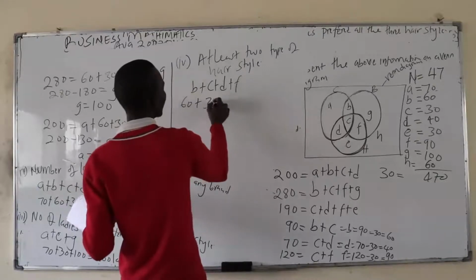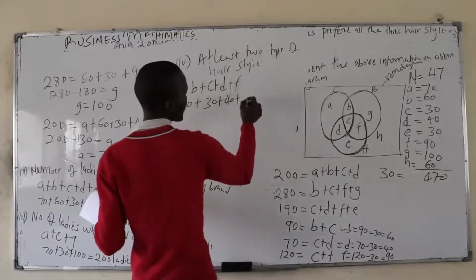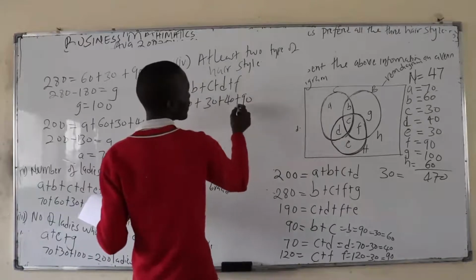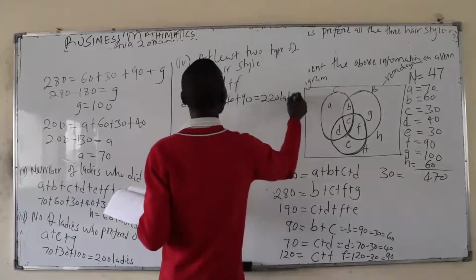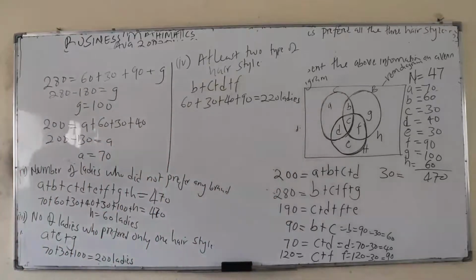Like here, we have element A that appears in only one set, that's the preferred one. So we'll take A, plus E that appears in that set alone, plus in B we only have G that appears in that alone. So A is 70 plus E is 40. Is it 30 or 40? You check here, it's 30. E is 30, and then G is 100, which is equivalent to 200 ladies.